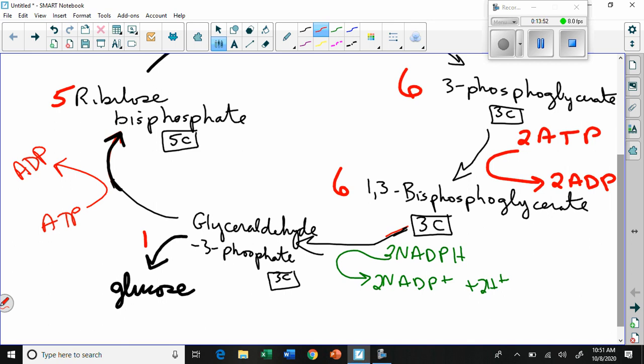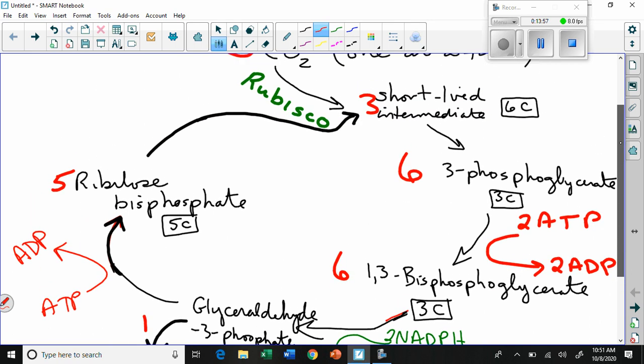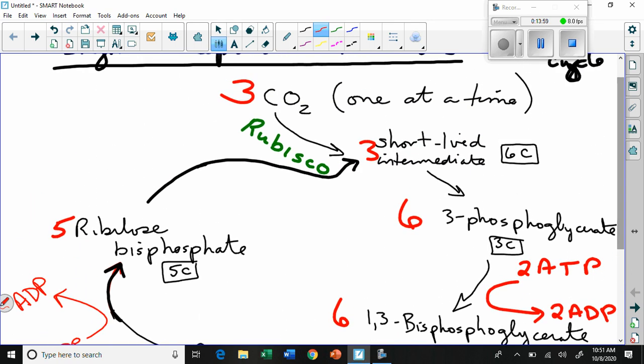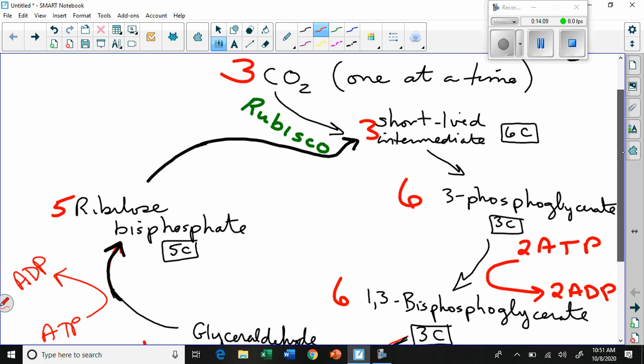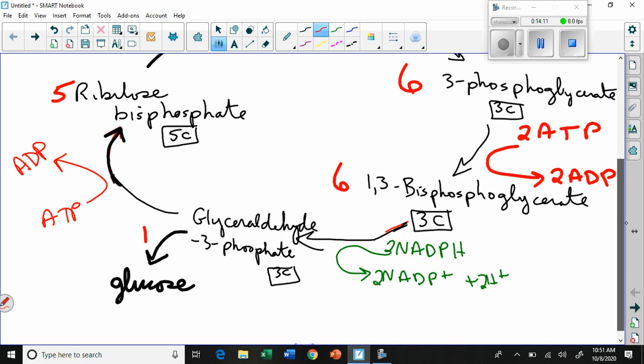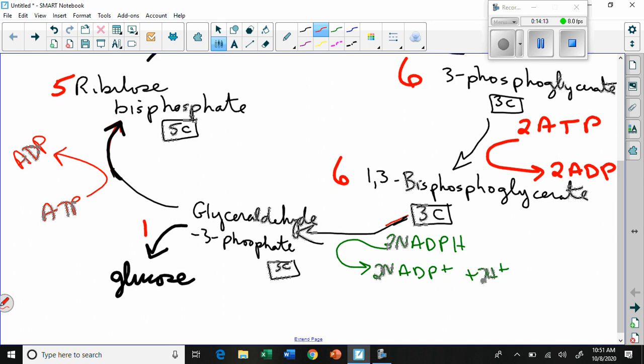And it requires 3 glucose molecules. Now, actually, that's not even true. Let's think about the carbon numbers. 3 carbons would go in. Question? No, this would be a total of 6 here. Yeah, that's a good point. So let's add that as well. There'd be a total of 6 of those, 1 of which would go on to become glucose.